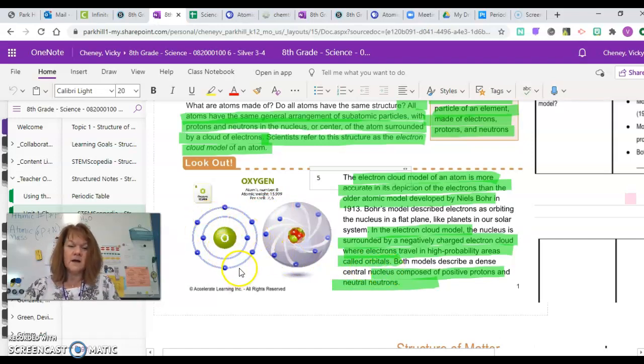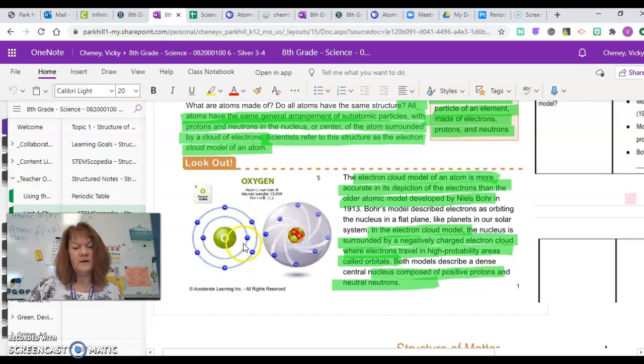So this Bohr model over here is often used to show you the placement of the electrons in the different orbitals. Both models describe a very dense, central nucleus that is composed of positive protons and neutral neutrons. And so here it means it's very dense and very compacted. It's heavier, but it is compacted, so it's a lot smaller, whereas our electrons can be way out there flying around.